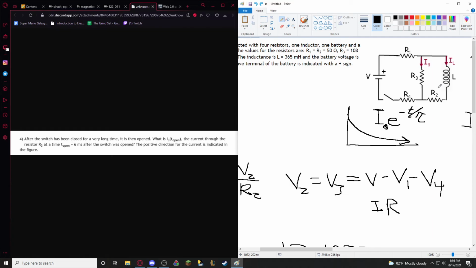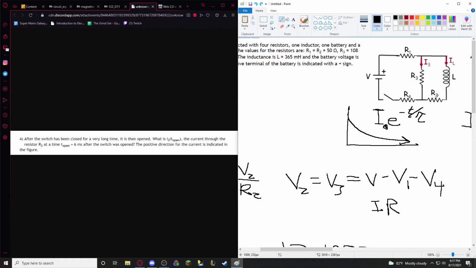Let's see. The positive direction for the current indicates to the figure. Oh, so since we're using IL and it's going against I3, IL would be in the negative direction of I3, so that's why we had to do negative. But what if we guessed wrong and IL was originally going up? It's not, obviously. Why do we know it's not? Because of how the current was flowing when it was closed?